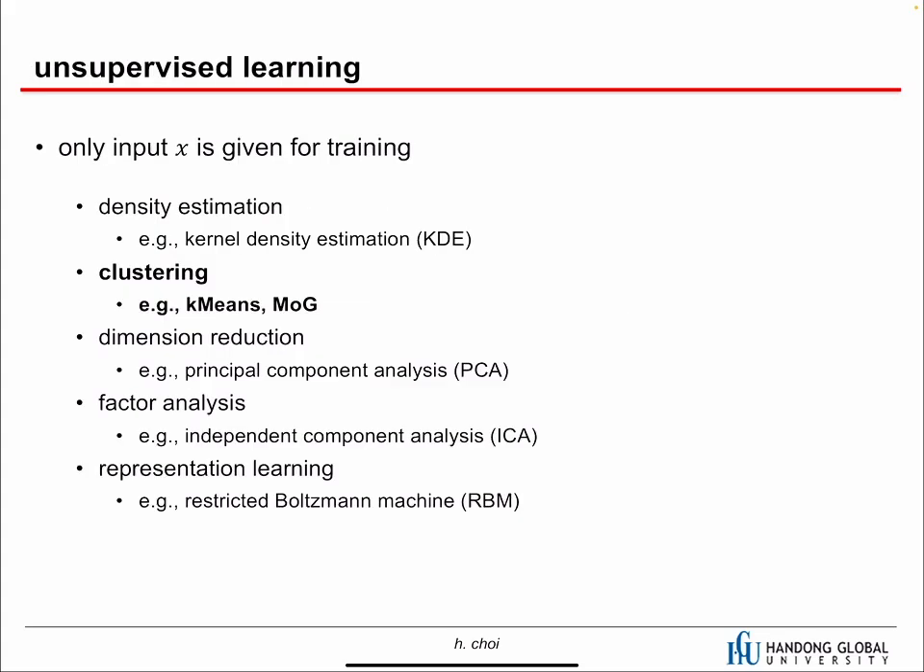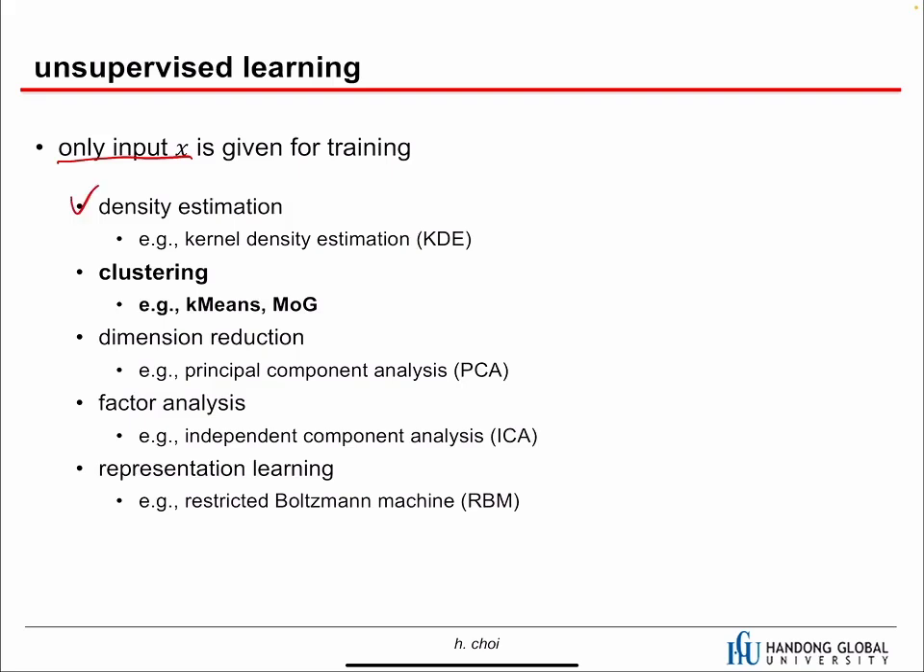Okay, unsupervised learning. In this learning, we don't have labels. We have only input X. So without the label, what can we learn actually? Obviously we cannot learn a mapping function from X to Y, from input to output, because we don't have labels. Then what can we do? There are a couple of things that we can do.